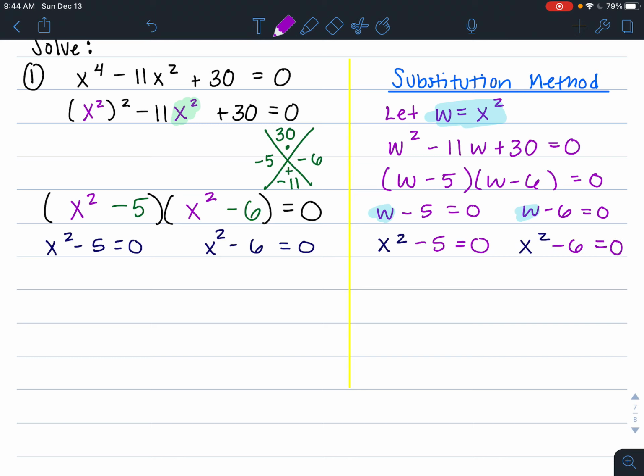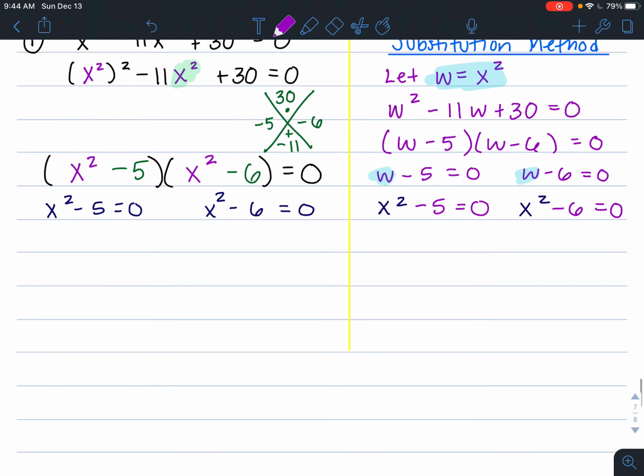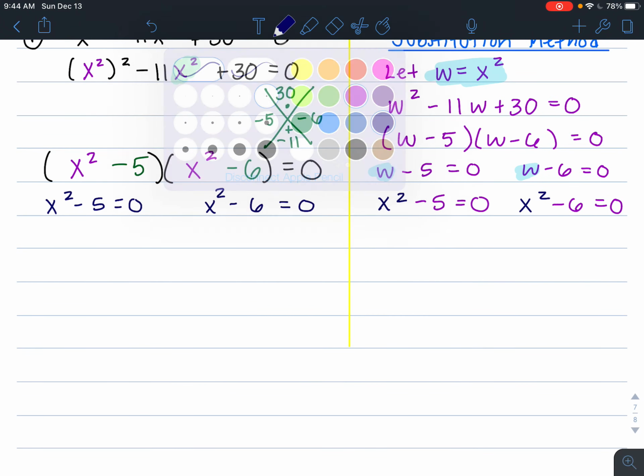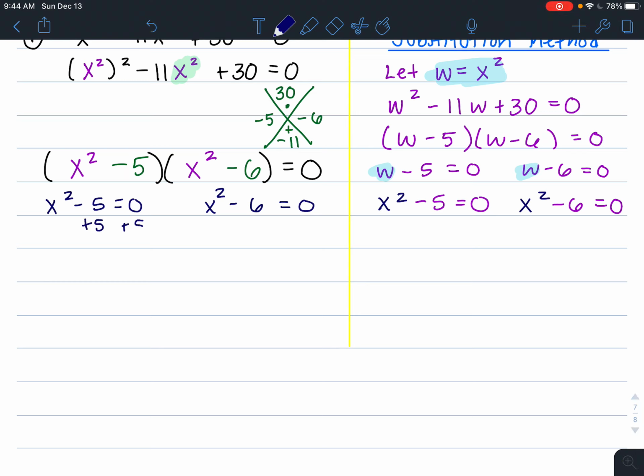It doesn't matter how you go about factoring it. Some students are really uncomfortable factoring with the x squared in parentheses like on the left, and they just want a normal quadratic equation looking thing. That's when substitution is super handy, but you don't have to do it. I'm just going to solve one of these since they're exactly the same equations. So here I would add 5.